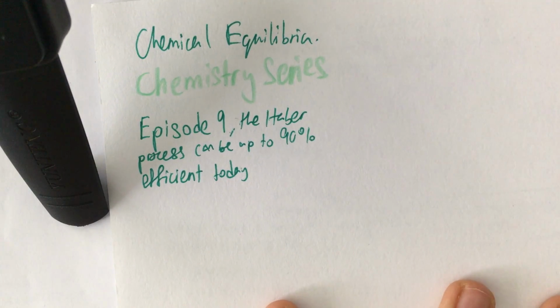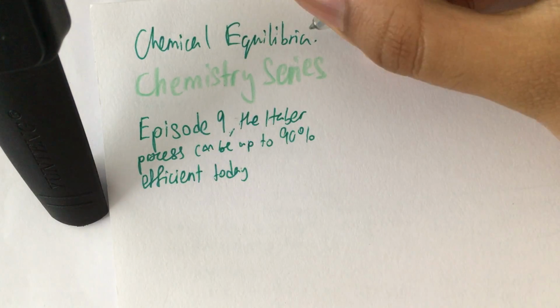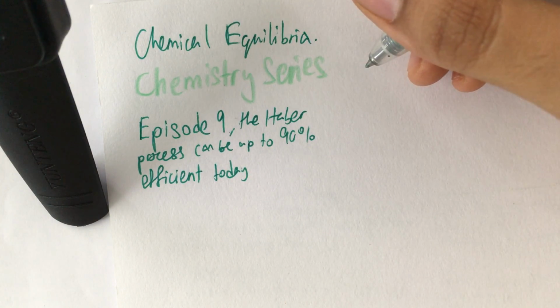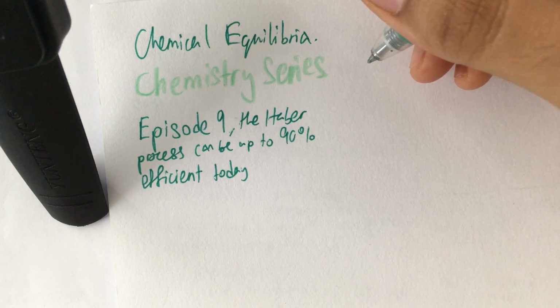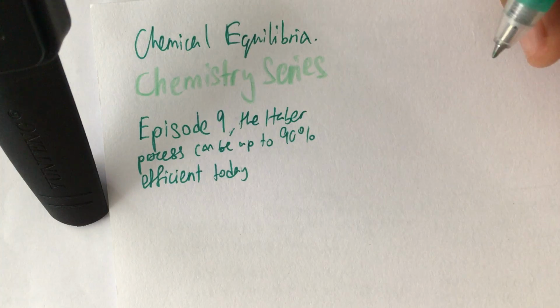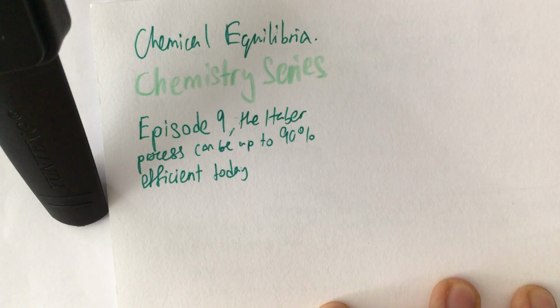As usual, we will be going through the learning outcomes. The first one is explaining two different terms in terms of the rate of the forward and reverse reaction.